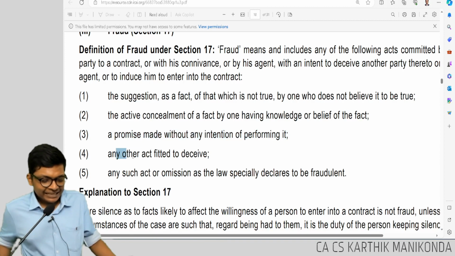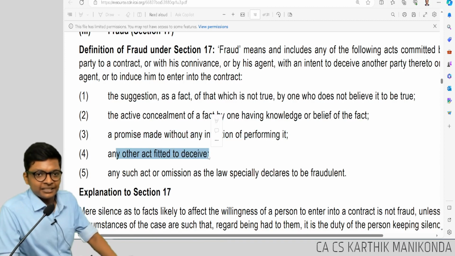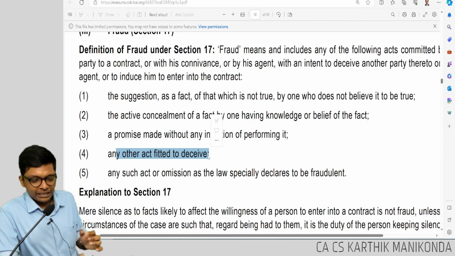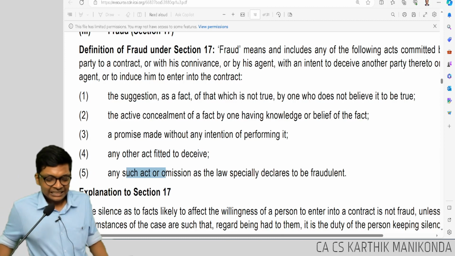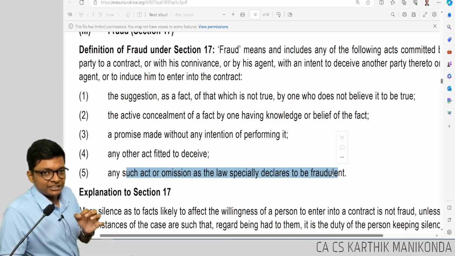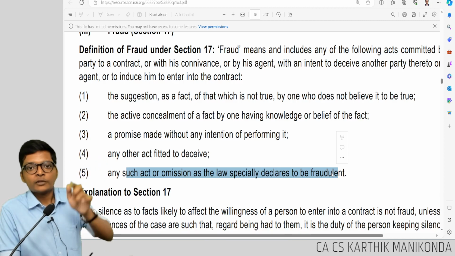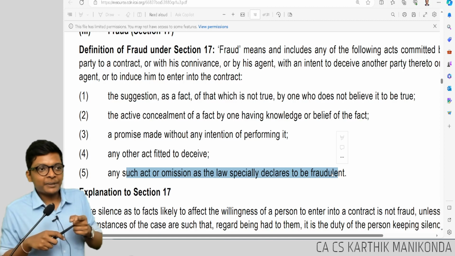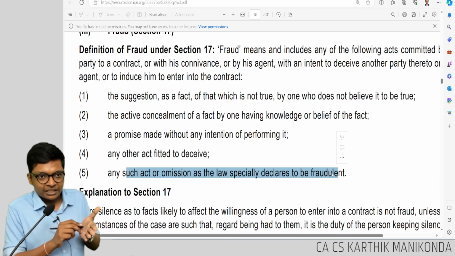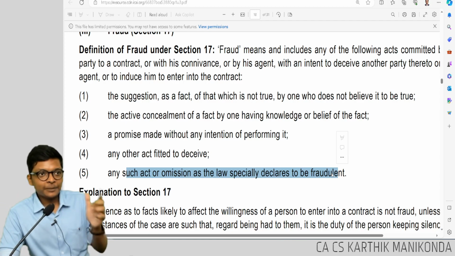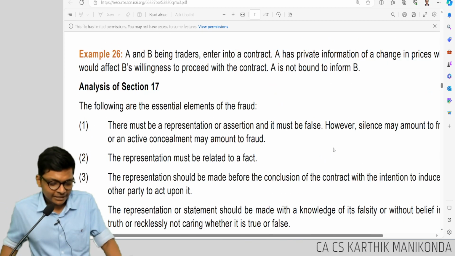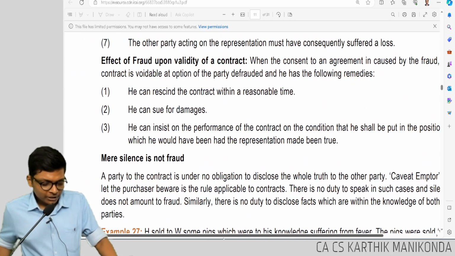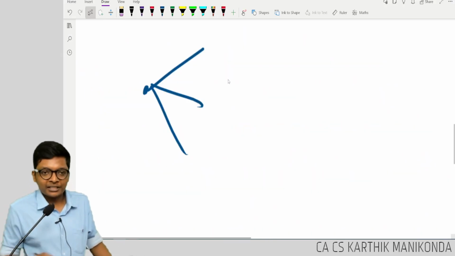Okay. Next, any other act fitted to deceive. If the intention is to cheat the other person, it becomes fraud. And the last point is a beautiful point which says, such other act or omission where some other law tells it is a fraud. For example, the Companies Act tells that when you incorporate a company by giving a wrong declaration, it is fraud. Are you following? Then it becomes fraud. Clear? Here we have to see the key point. When fraud takes place, only 3 points under fraud, guys. So now you know what is fraud.